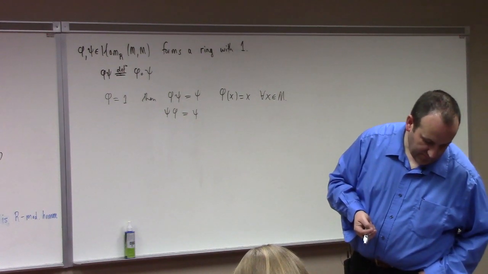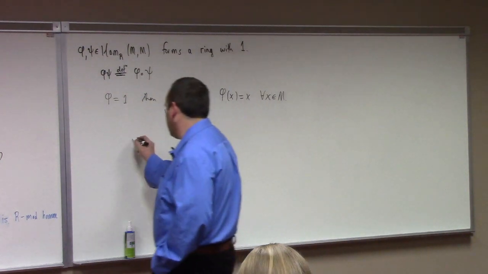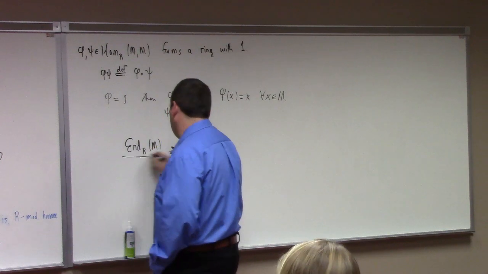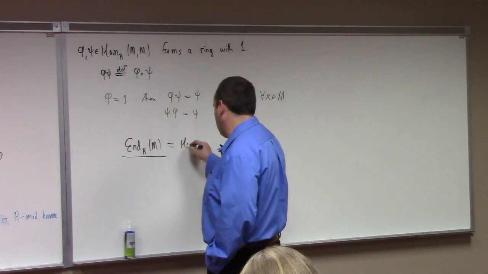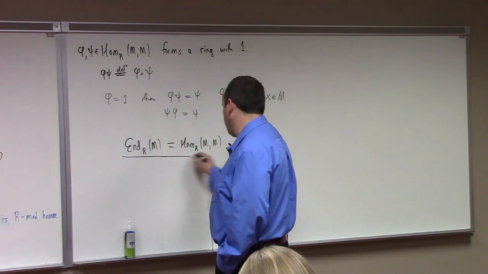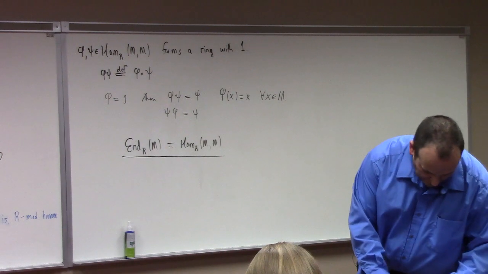Furthermore, we can also just say that this is the R module endomorphisms of M. This is another notation. So if you see that later, that's what this means. So-called endomorphisms.